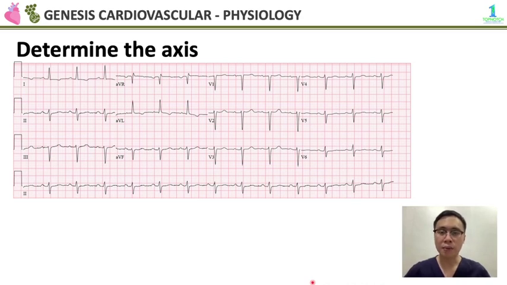So, regular siya. If regular, we can use our formula na 1,500 divided by the number of small squares from R to R. Remember, kapag irregular, hindi yun pwede. You get a 6-second strip, you count the number of QRS complexes. So, grab your calculators, let's compute. So, 1,500 divided by the number of small squares from R to R. Sige, pakibilang nga, practice tayo.